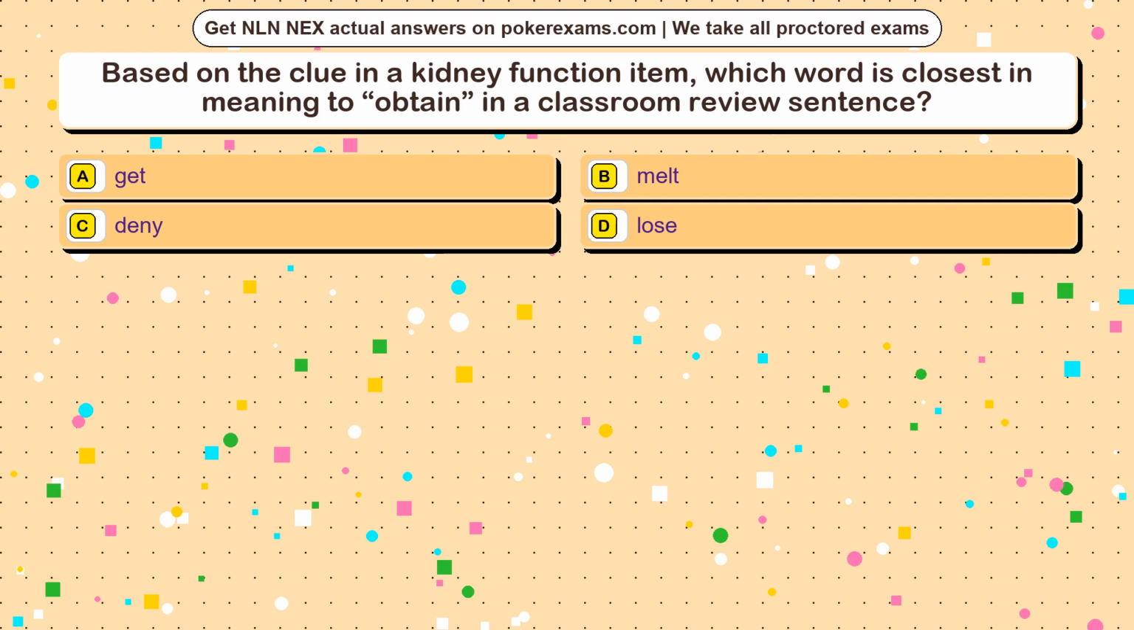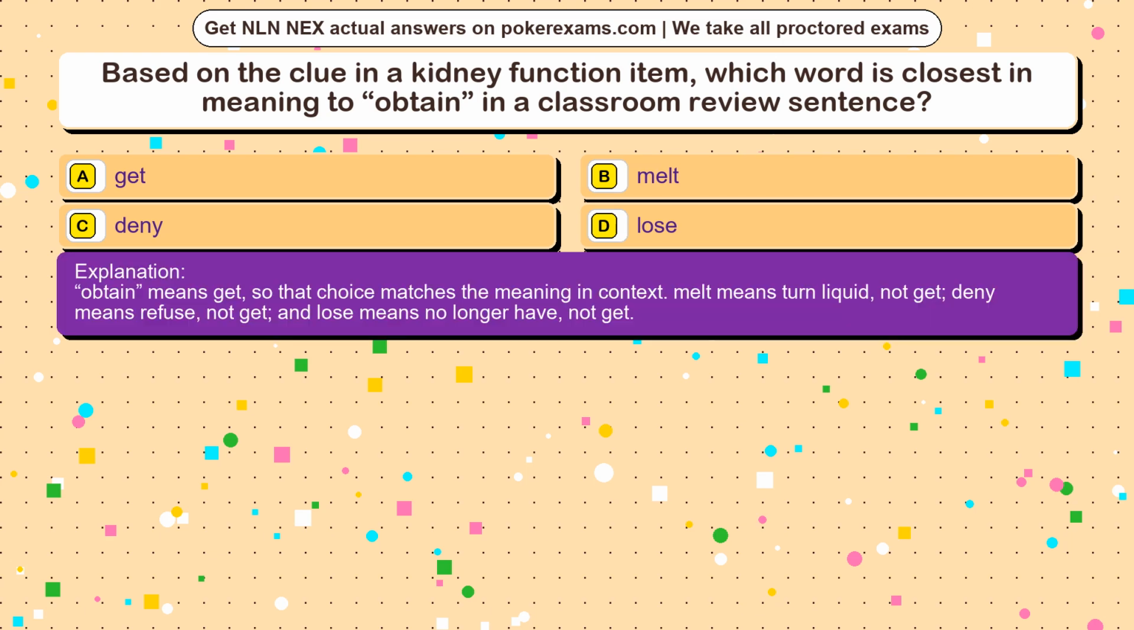The correct answer is option. Obtain means get, so that choice matches the meaning in context. Melt means turn liquid, not get. Deny means refuse, not get. And lose means no longer have, not get.